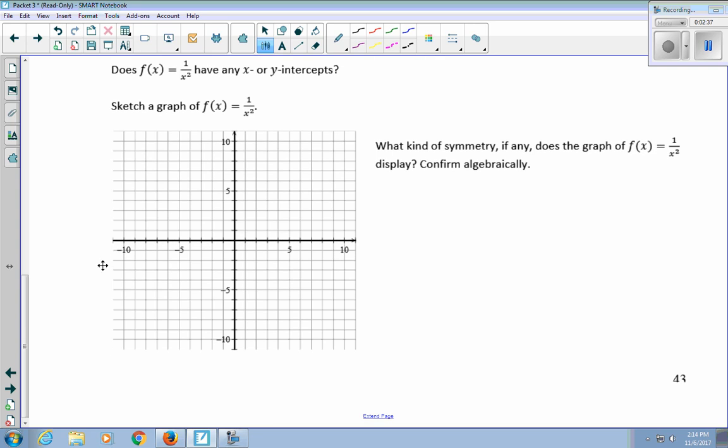Okay, do we have any x or y intercepts? Nope. You can't plug 0 in, so there's no y-intercept, and it can never equal 0, so there's no x-intercept. So to sketch a graph, I might do a couple of points, like if I plug in 1, I get 1, and if I plug in -1, I get 1. So I have (1, 1) and (-1, 1). And I know that as x approaches infinity, my y values approach 0, negative infinity too. And as x approaches 0, my y values approach infinity.